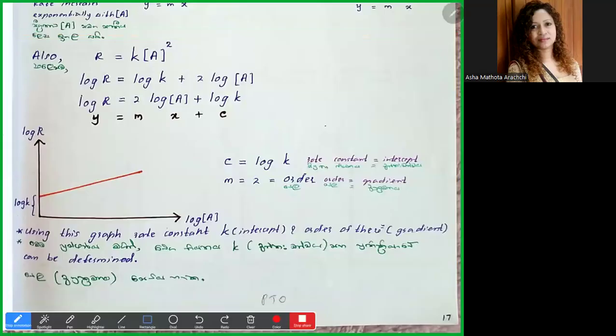Okay, so let's write this point. Using this graph, the rate constant K (within bracket, intercept) and the order of the reaction (within bracket, gradient) can be determined.